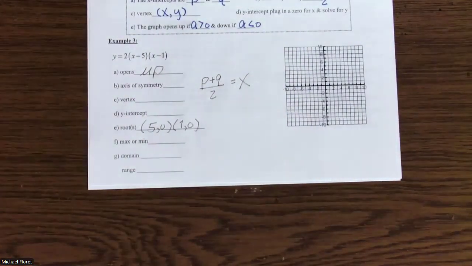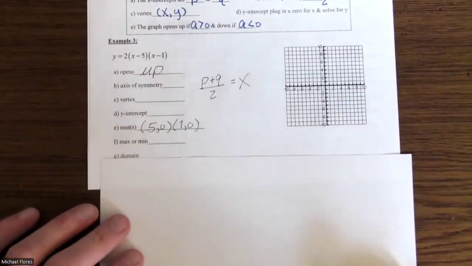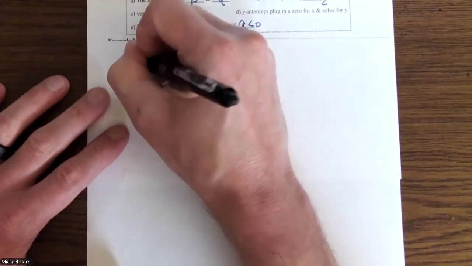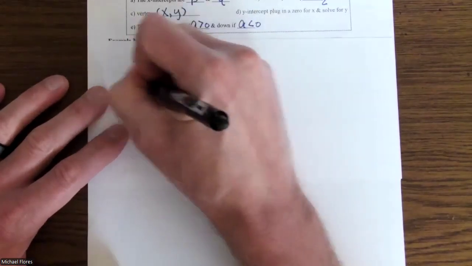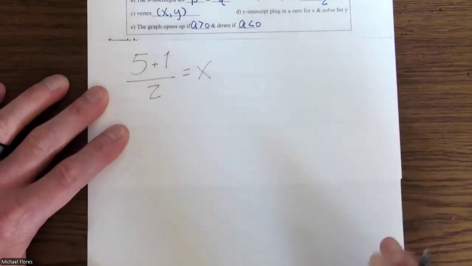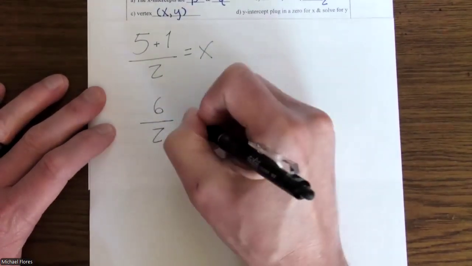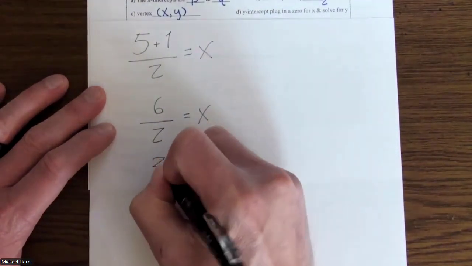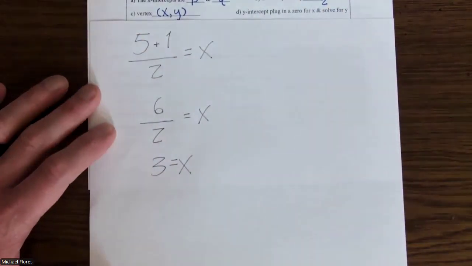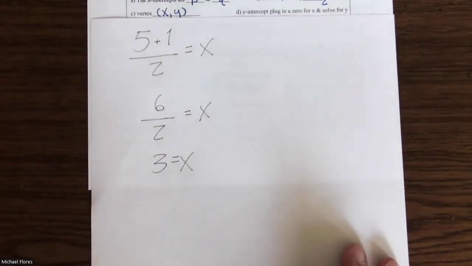So now let's find that axis of symmetry. P plus q divided by 2 is going to give us our axis of symmetry. And now let's simplify. So our axis of symmetry is x equals 3.